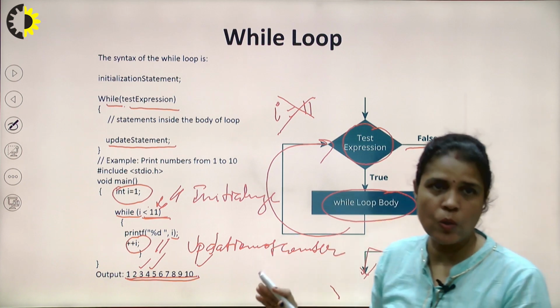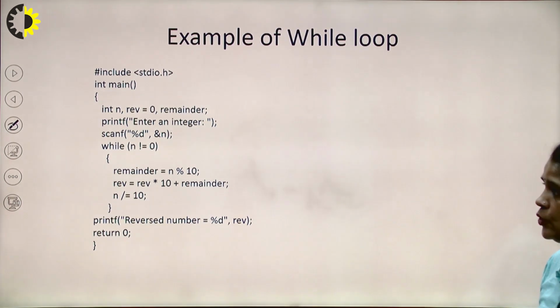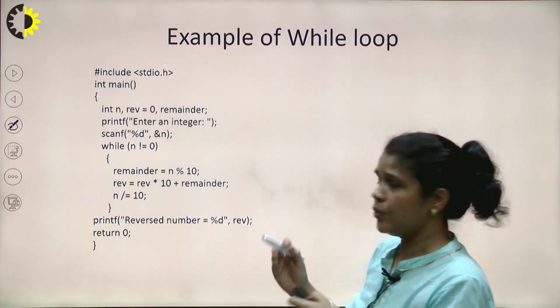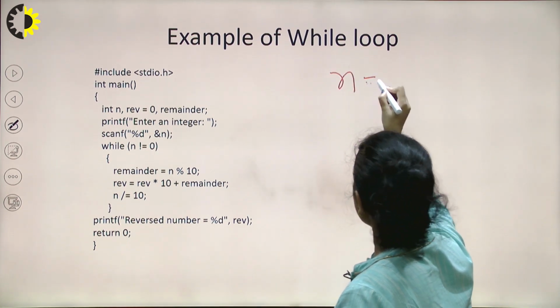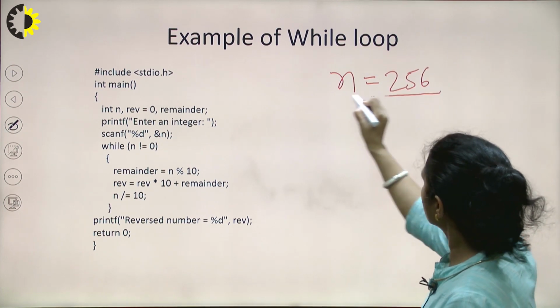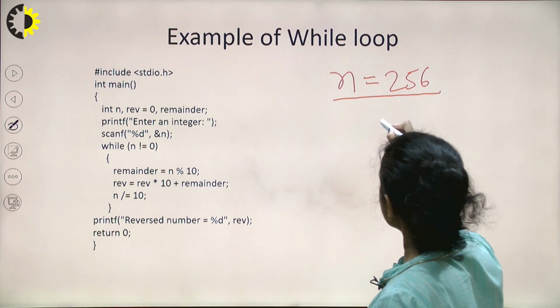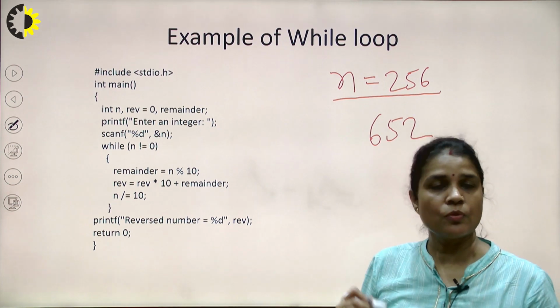So this is how the while loop will work. We can take an example of the while loop. Here is the program to reverse a number. If n is a variable and we have 256 in this number, now I need to reverse this number. It means we need to get 652 from the C program.